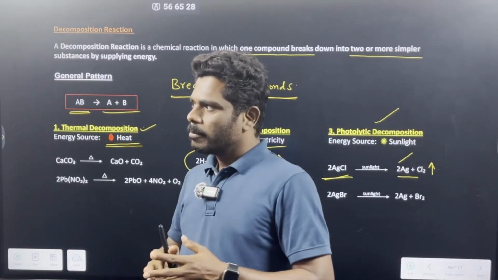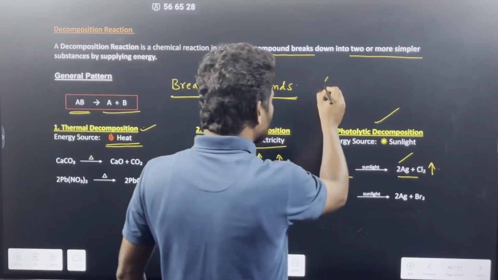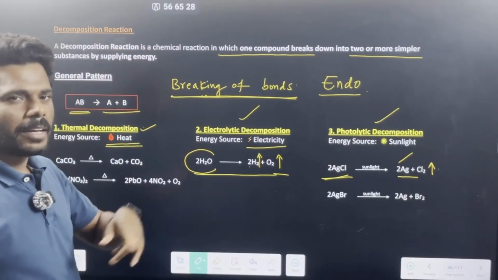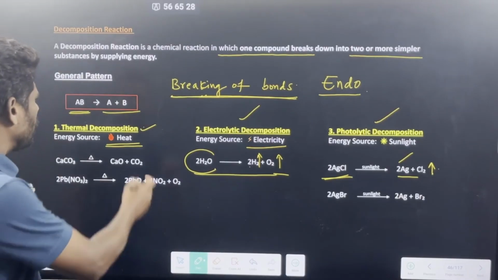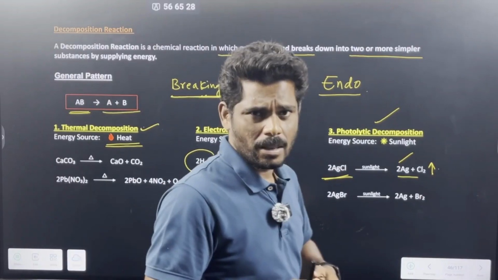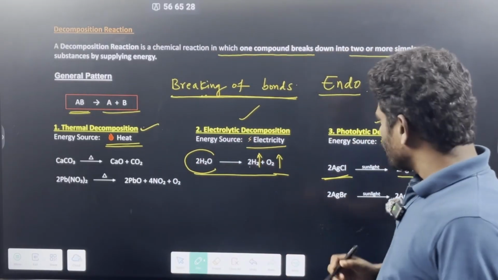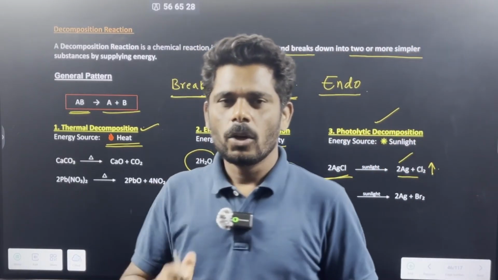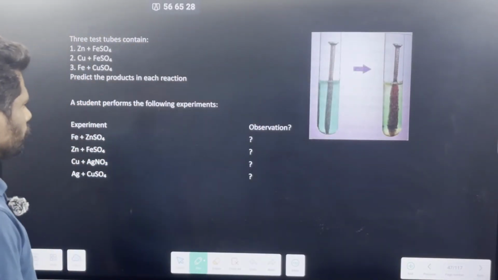Where the splitting is happening, we need to supply the energy. So since we are giving the energy, when you consider thermal decomposition, it comes under endothermic reaction. Yes, we are going to learn them in the next parts. So decomposition can be thermal decomposition, where heat is supplied to break the bonds. Electrolytic decomposition, where electricity is supplied to break the bonds. And photolytic decomposition, where light, especially sunlight, is needed to break the bonds between the compounds.